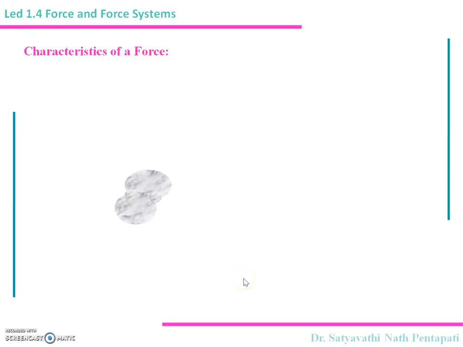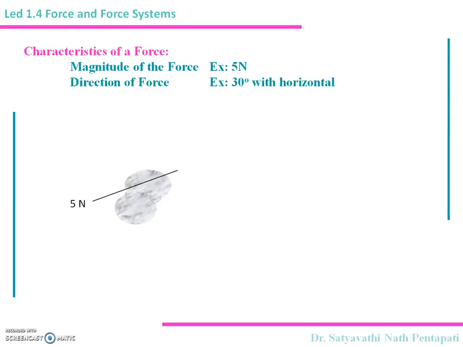Now let us see what are the characteristics of force. To tell what effect is going to take place on the object by the application of force, what information do you require? First of all, we need the magnitude of the force. How much force are you going to apply on the body, and in what direction are you applying? For example, here we can say 30 degrees with horizontal. Then sense of force. Are you pulling it or are you pushing it? Sense of force is important.